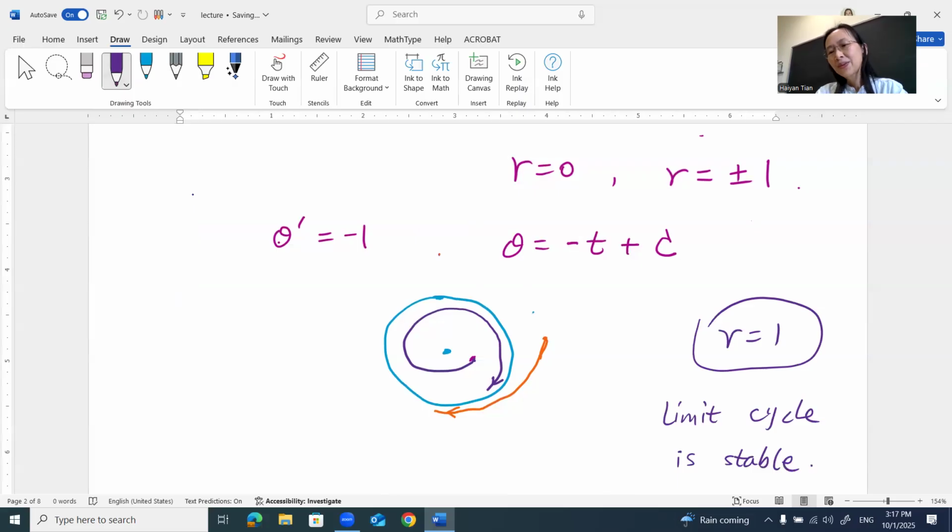Okay, so from the previous videos, I talked about fixed points, whether they're stable or unstable. But today you see a limit cycle, which is a closed solution curve. And we can also do some analysis for certain problems and discuss stability.